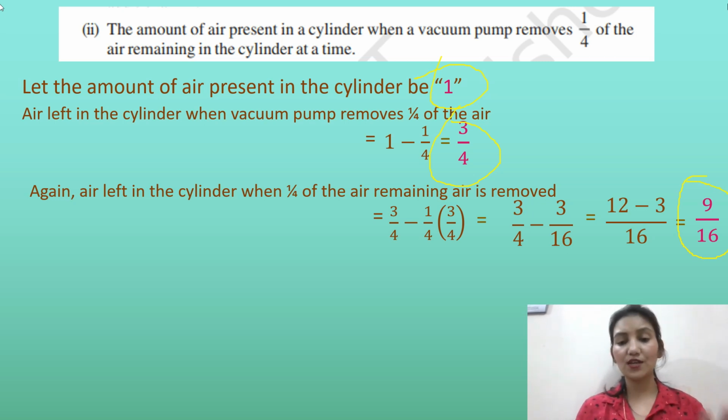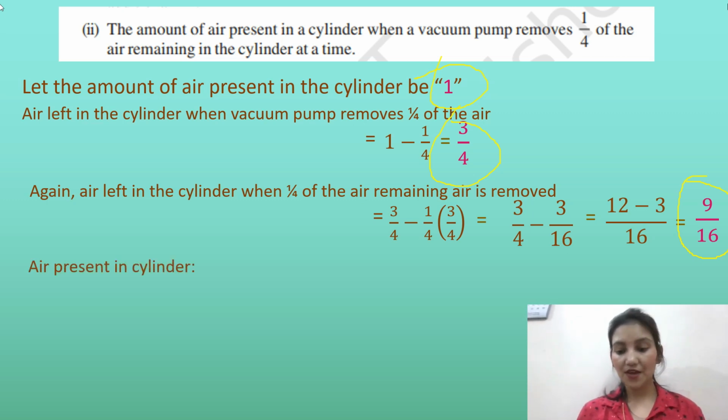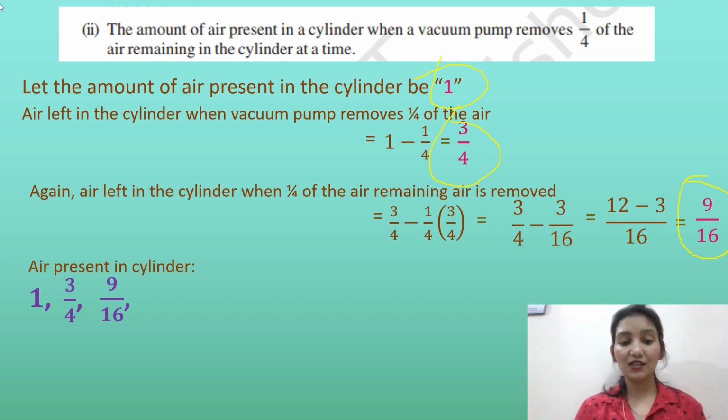So we just need to check whether this forms an AP or not. The air present in the cylinder: initially it had 1 unit of air, then 3 upon 4, then 9 upon 16. Now let's check whether it forms an AP or not. We need to check the difference between two consecutive terms. First we will do A2 minus A1 and then A3 minus A2.